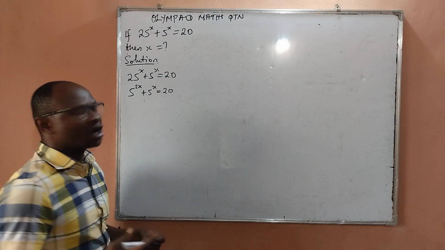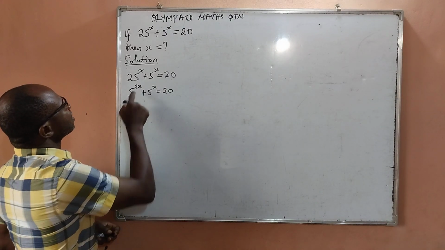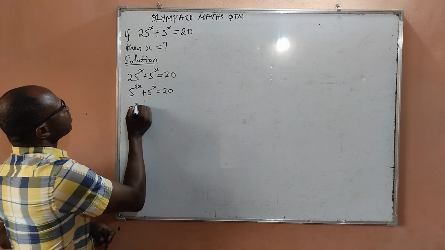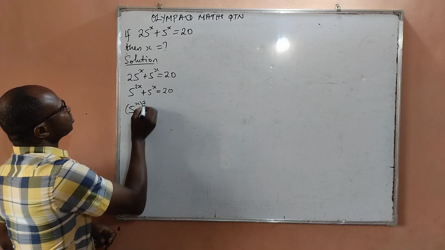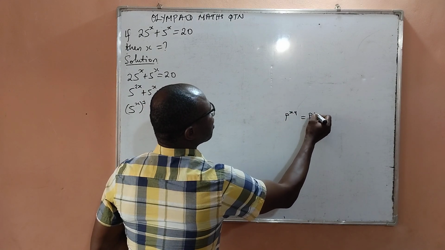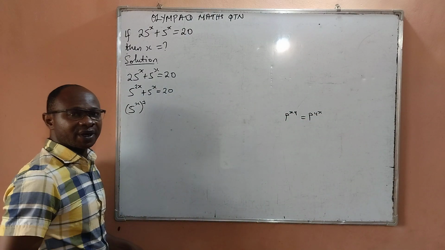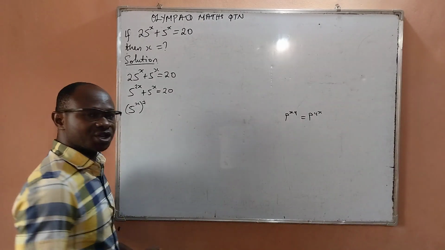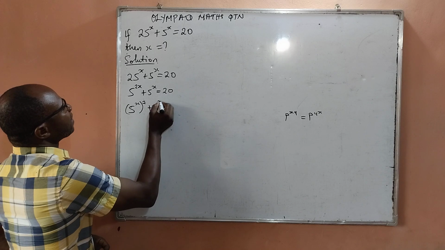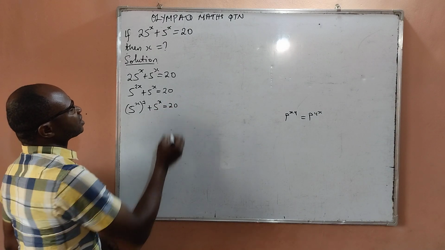By law of indices, I can switch the exponent by putting it in this form, 5 raised to the power x, then raised to the power 2. That is, if I have p raised to the power xy, it is the same thing as p raised to the power yx. They are the same, because multiplication is commutative. Now, plus 5 raised to the power x is equal to 20.